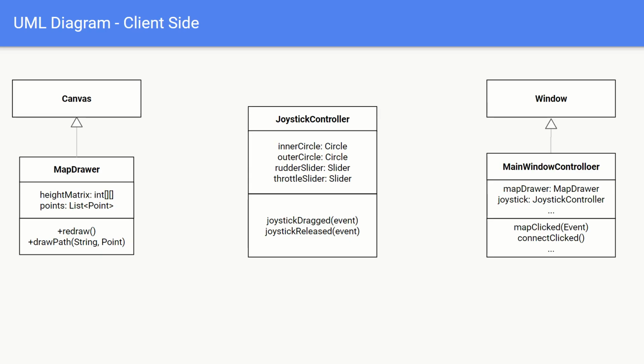For the client side, we've used FXML, so our map drawer is basically extending the canvas, adding more properties to it, such as the map matrix and the points on the map. Our redraw method redraws the map whenever there's an update, and our draw path method also updates when the new path is being calculated. We also have the joystick controller, with its events, and the main window controller initializes the project with these two data members, including their methods.